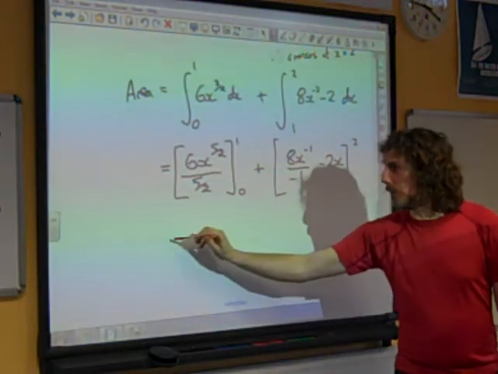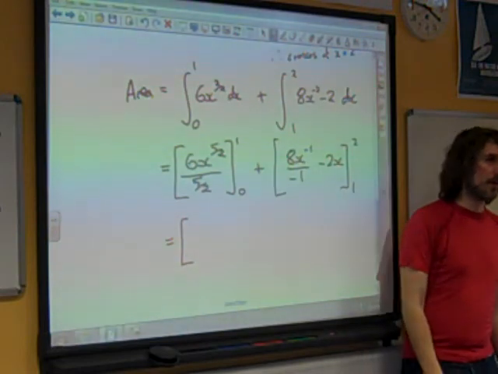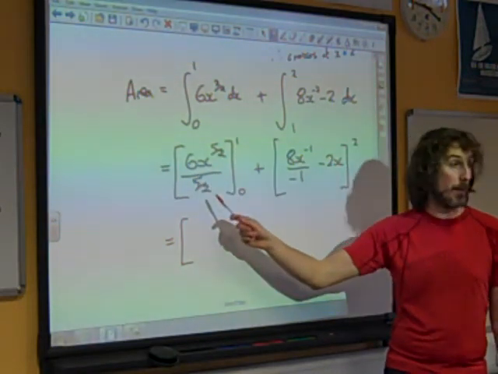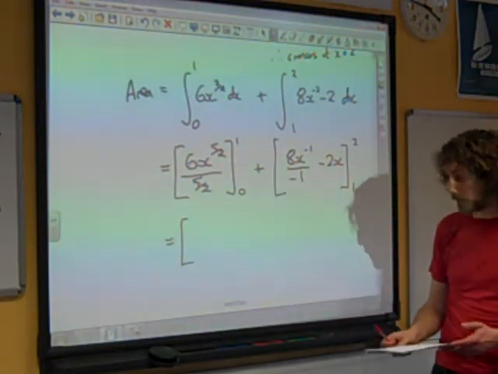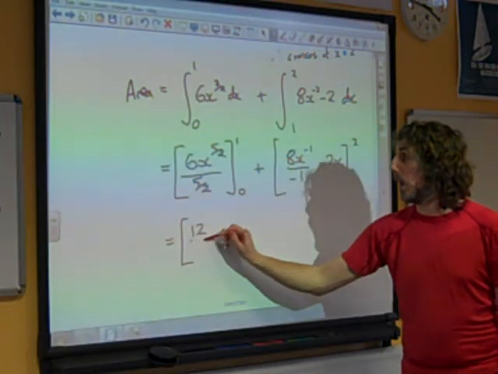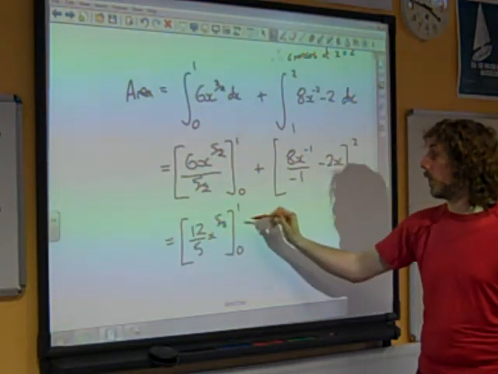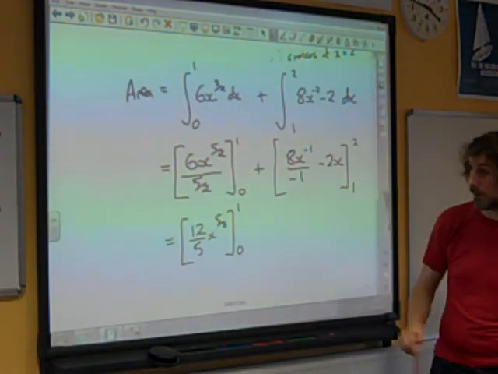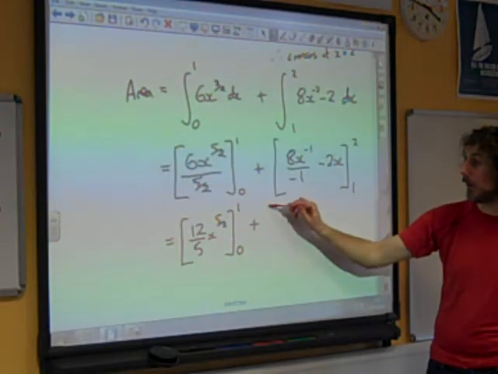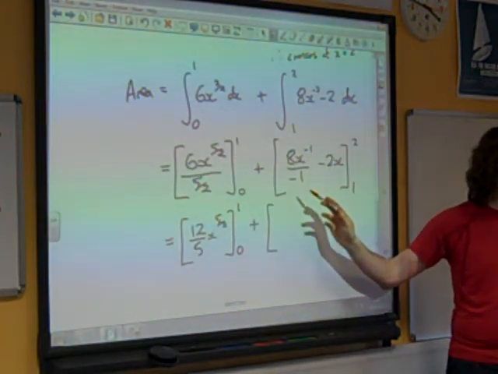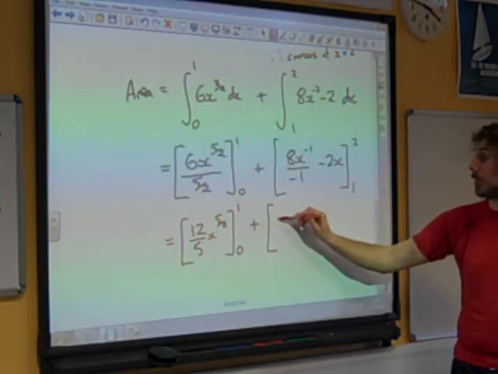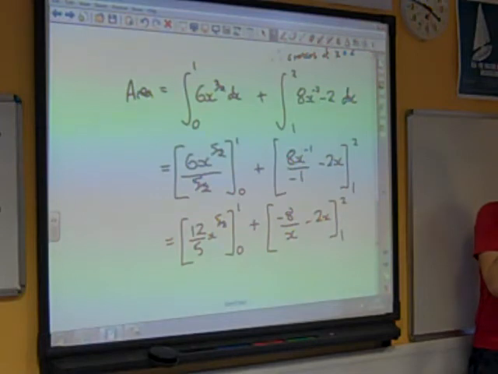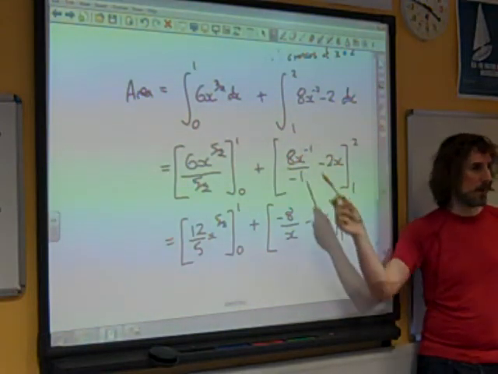Now, if I was doing this myself, I may have gone straight to this line here, where I tidy this up. Of course, here we're dividing 6 by 5 over 2, which is the same as multiplying 6 by 2 fifths. So that bit, I'm going to write as being 12 over 5 and x to 5 over 2, between 0 and 1. Because we're doing 6 times 2 fifths, yeah, 6 times 2 would be 12 over 5. This bit here, we've got 8x to the minus 1 over minus 1. Yeah, I want to have that written a little bit more neatly. So this is minus 8 over x minus 2x. This line probably isn't essential, because really it's about putting the numbers in, but I just wanted it to look a bit nicer.